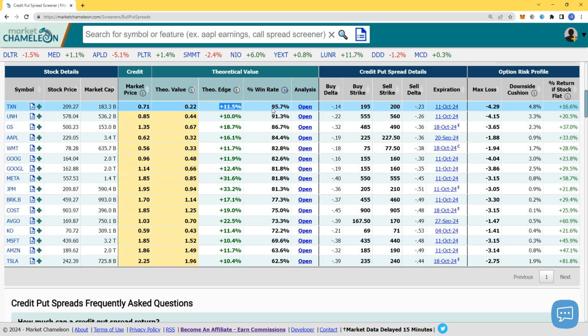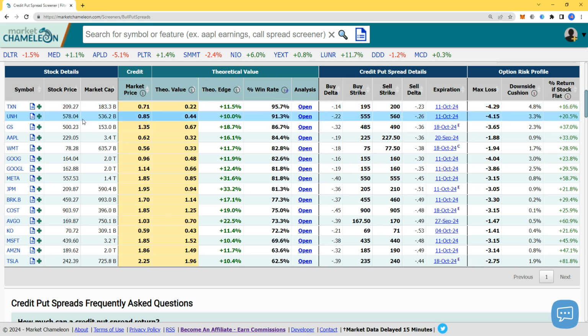I think it's higher, I don't know. 95.7% win rate. And you got, look at this, downside cushion almost 5%. The Texas Instrument, you could be wrong. If the market could be wrong, you can still go down 4.8% and you still break even, and if nothing happens, you made 16% in 3 weeks. Beautiful trade as long as it happens.